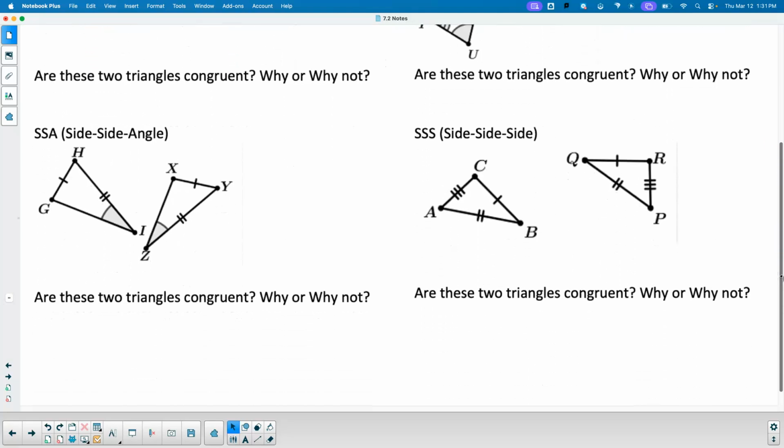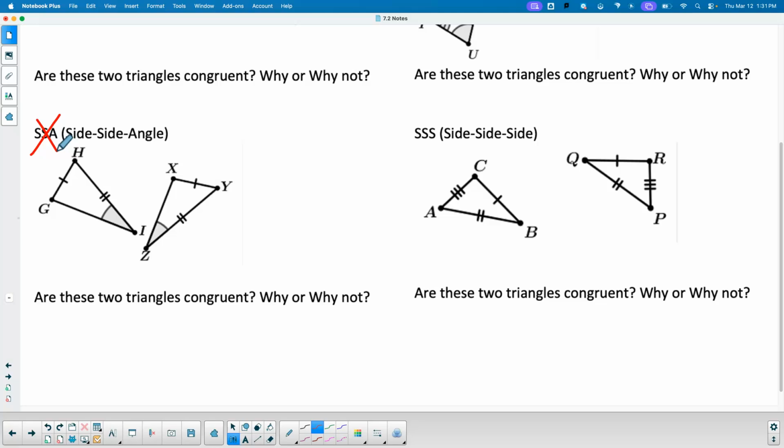Side, side, angle. Or angle, side, side, if you will. Yes, it spells a bad word. It's not a way to prove that triangles are congruent. And that, by the way, is one of the easy ways to remember it. You can't prove triangles are congruent with angle, side, side.